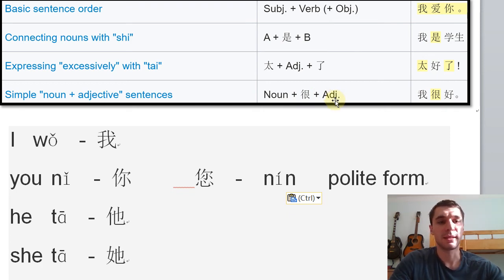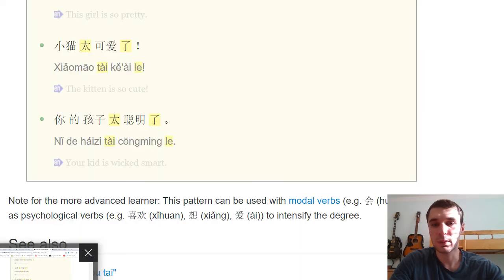In English, I say, I am very good. Or I say, I am good. But in Chinese, I cannot say like this. I cannot use 是 here, right? I have to say, 我很好. 很 we use to connect nouns and adjectives. So let's read about this theory and you will get it.